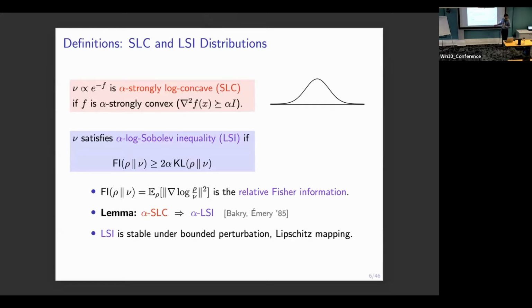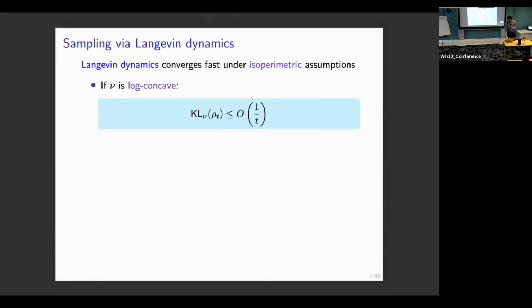but log-Sobolev, sorry, there is an image here that doesn't show up. It holds a lot more generally because the log-Sobolev inequality is stable under bounded perturbation, Lipschitz mapping, and some other operations also. Whereas log-concavity like this is very brittle, right? We perturb it a little bit and then we get something weakly like this. It becomes non-log-concave.